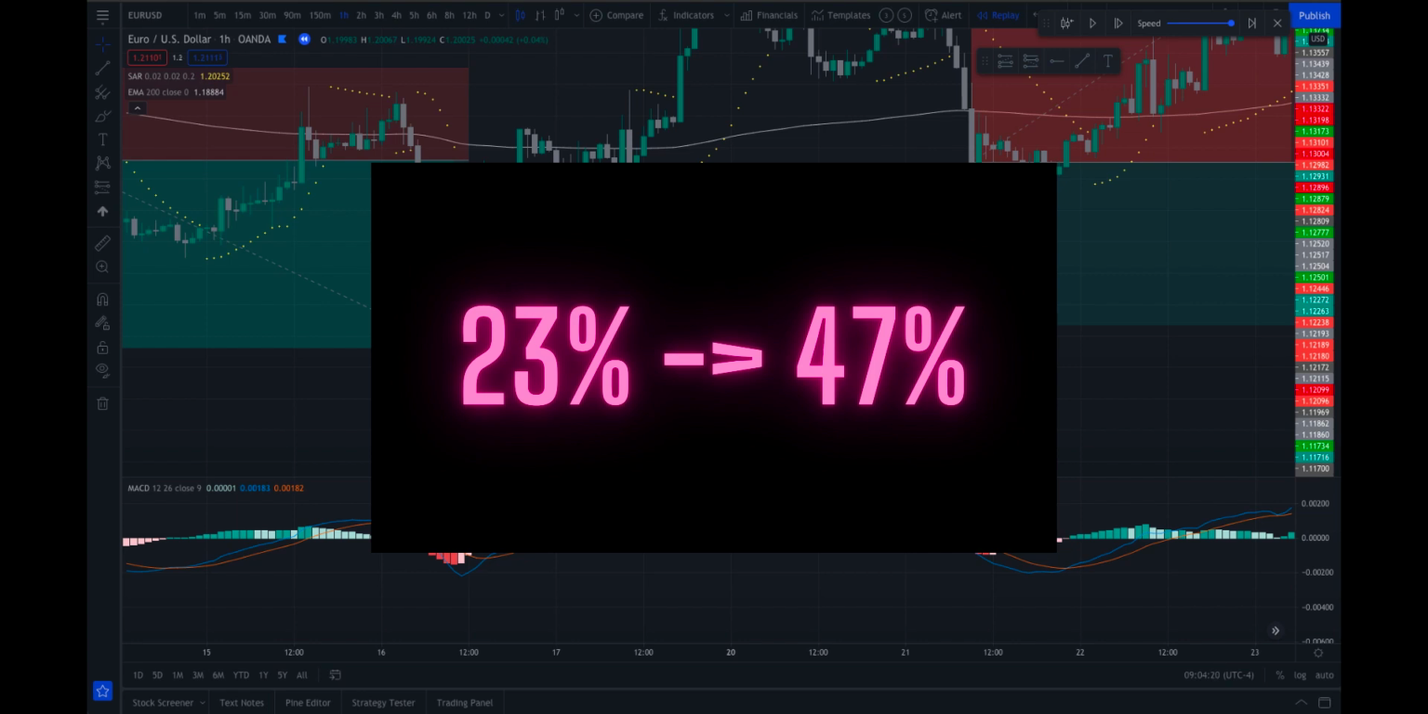Hey now, by adding one indicator, I increased the gain on account from 23 to 47% over a series of 100 trades. This is Trader's Landing.